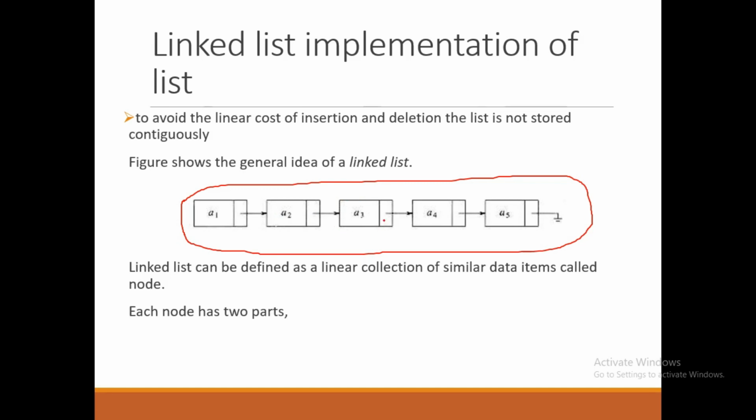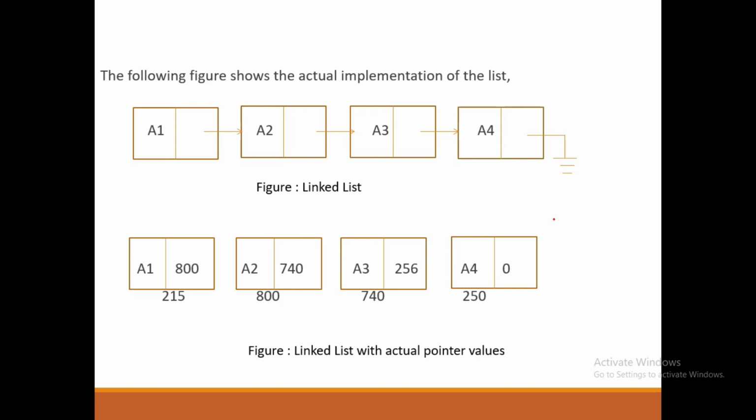Similarly, A3 has also been stored in the form of a node, and in this data part it contains the element A3, and in this next part it will contain the address of its successor node, that is A4, this node. And here also the element A5 has been stored in the form of a node. And we know that A5 is the last element in the list, so its next pointer will be made as null. Now this is the actual implementation of a linked list.